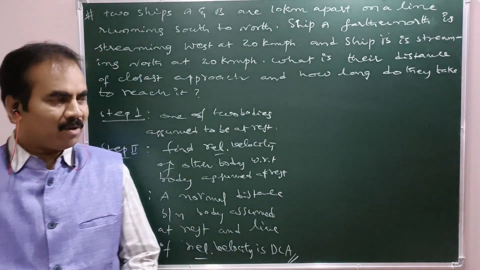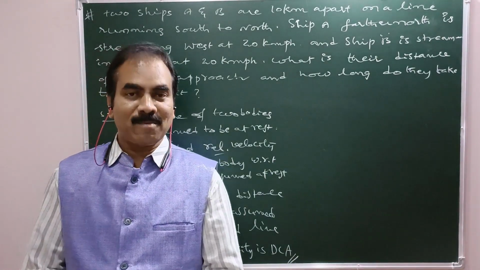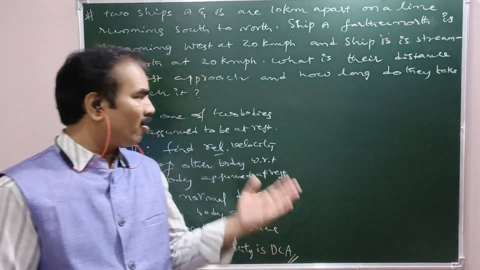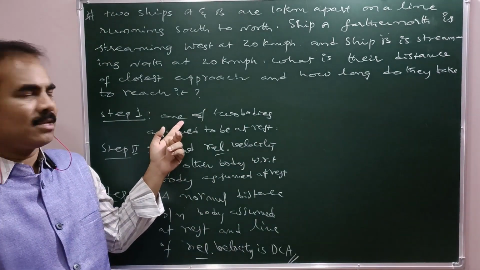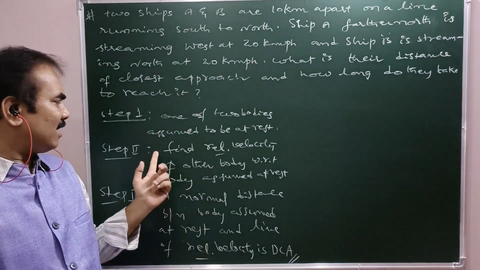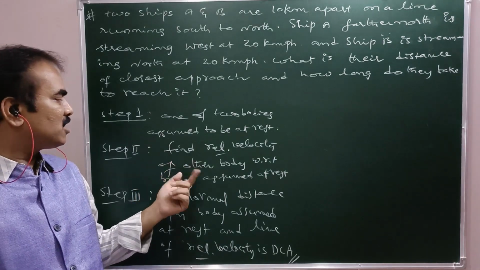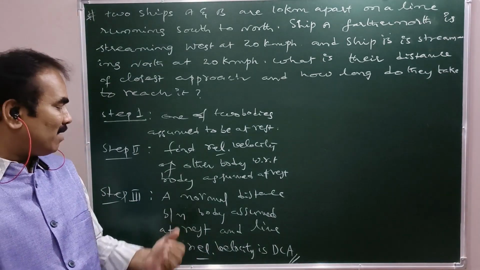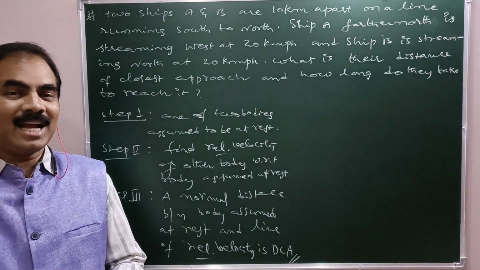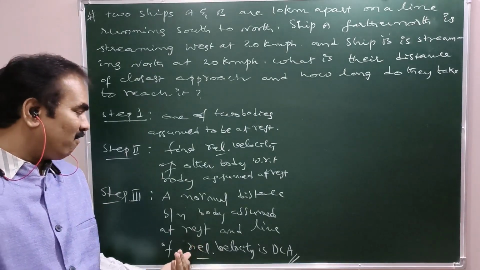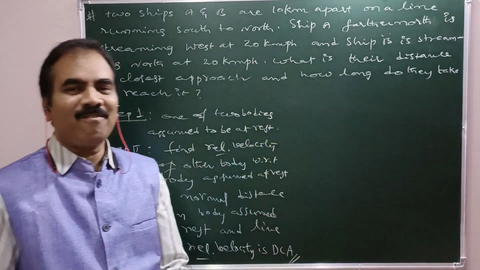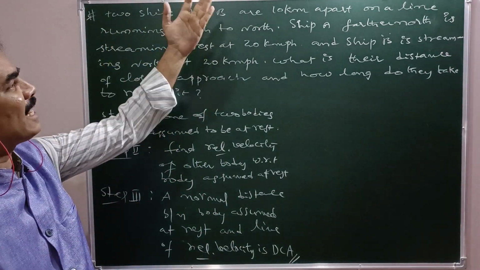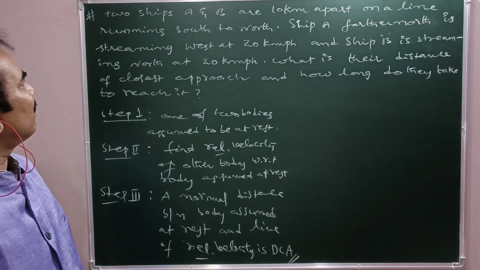See here, whenever you want to find the distance of closest approach in case of two bodies which are under motion, we have to follow these steps. One of the two bodies is assumed to be at rest, and second, we need to find the relative velocity of the other body with respect to the body assumed at rest. Now step 3: a normal distance between the body assumed at rest and the line of relative velocity is the distance of closest approach. Am I right?